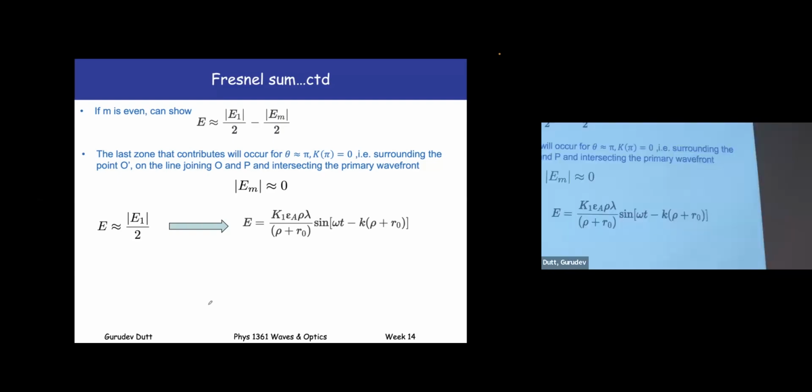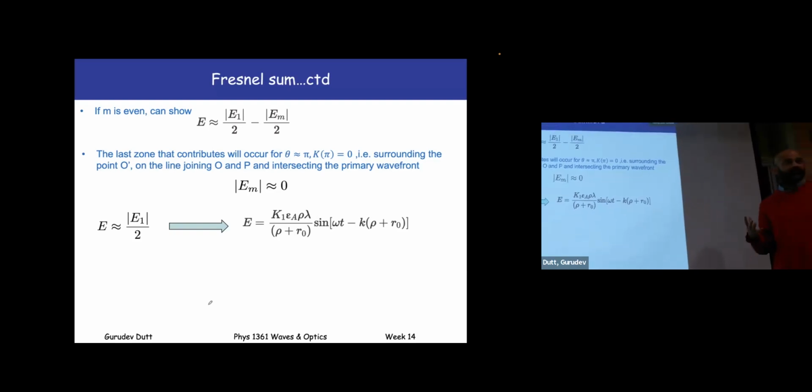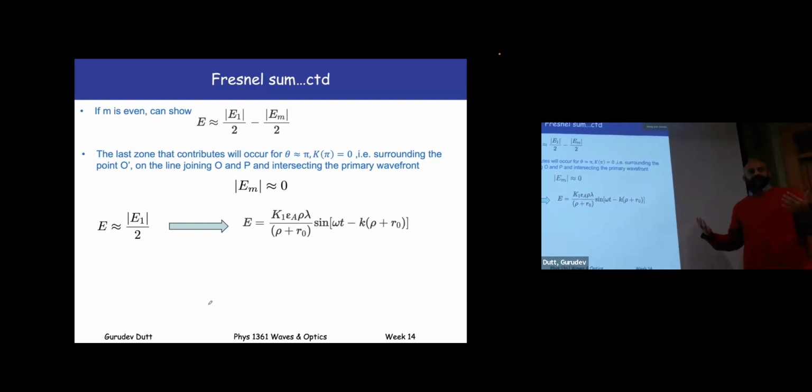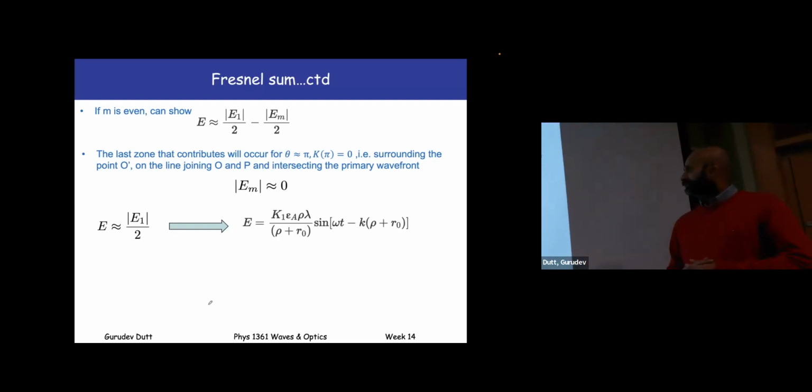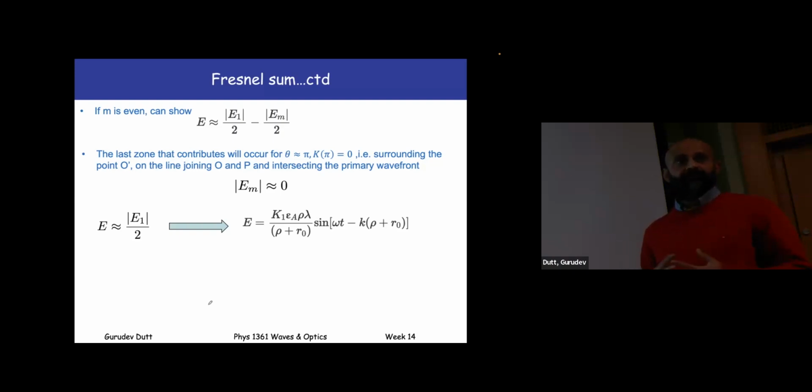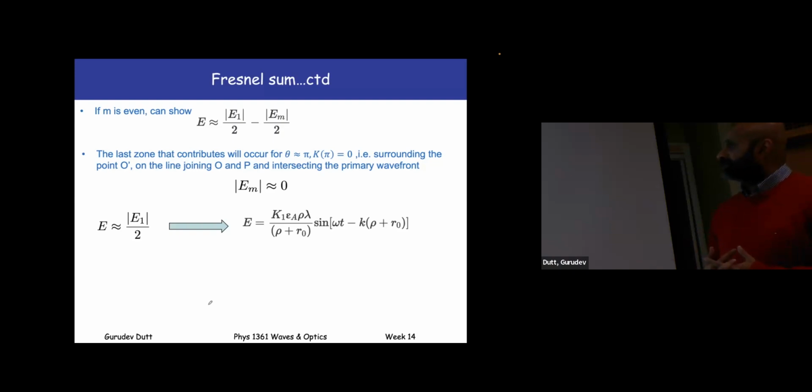So this is the beautiful result from Fresnel because, as I've said, this problem, if you want to do it rigorously by verifying the equation and so on, is a very difficult integral with boundary conditions to solve. But by using this beautiful geometric intuition, he was able to show this result that E is just approximately the contribution from the first Fresnel zone.